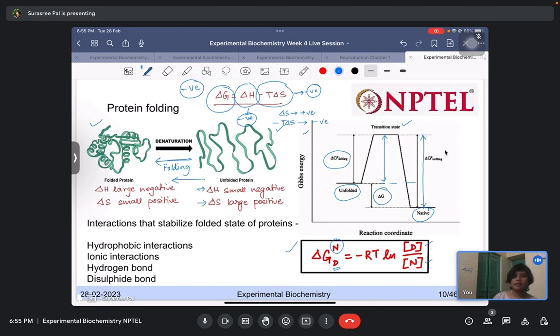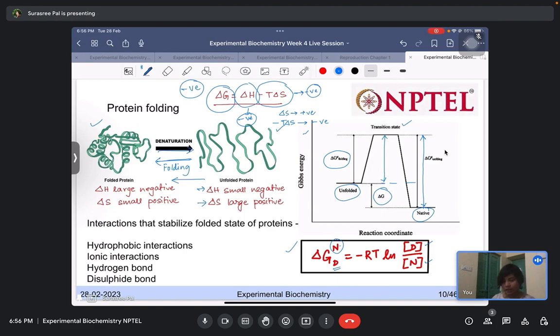So this is the thermodynamics of protein folding. Of course, when the reverse happens, that is when denaturation happens, then the entropy becomes higher, and there are several interactions inside the protein which need to be overcome, or which are required to be destabilized, to unfold the protein.